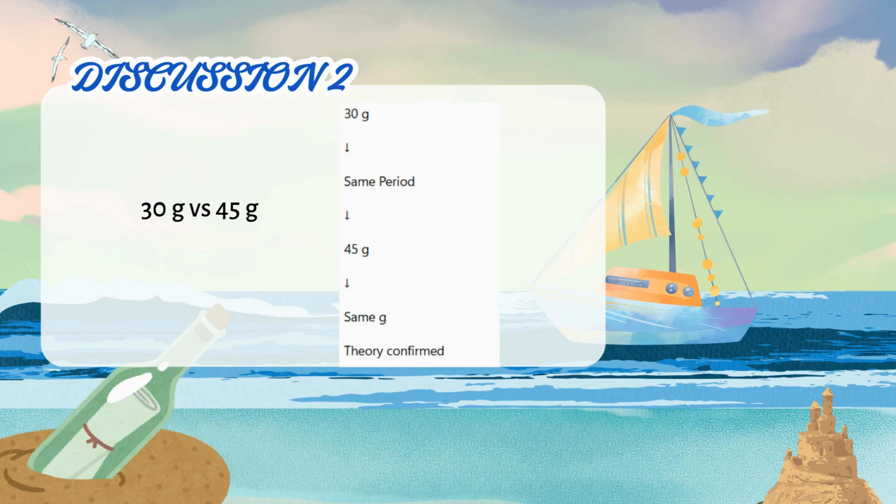Then, the second comparison is between the 30 gram and 45 gram pendulum mass. Both masses produce almost identical oscillation periods, gradients, and gravitational acceleration values. This agrees with the theoretical equation because the mass does not appear in the pendulum formula. Therefore, changing the pendulum mass does not affect the oscillation period. This confirms one of the main characteristics of simple harmonic motion (SHM).